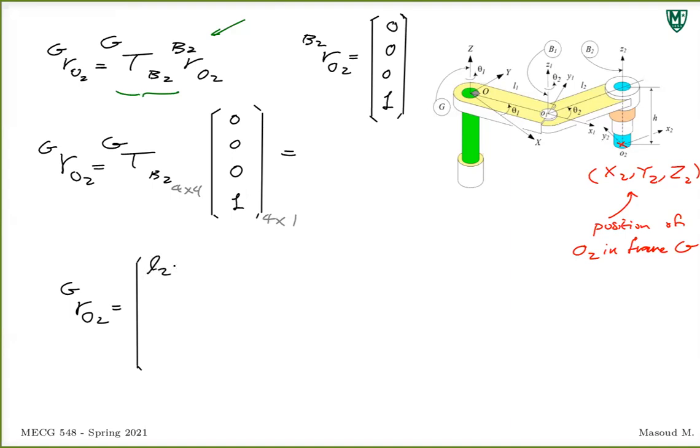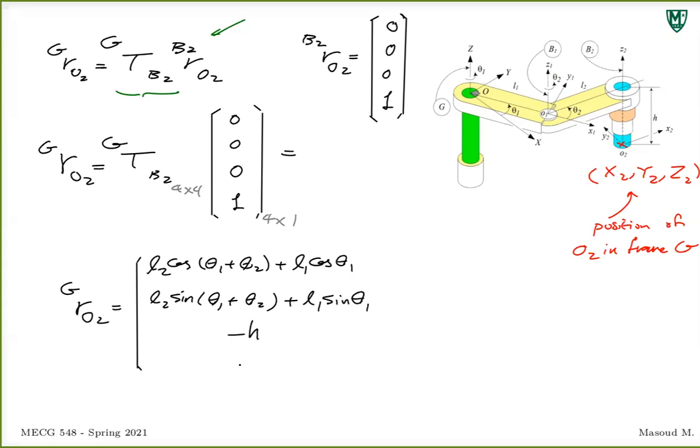L2 cosine theta 1 plus theta 2. You basically get what you had in the last one, L1 cosine theta 1. This should be L2 sine theta 1 plus theta 2 plus L1 sine theta 1 minus H, and that 1 is always 1, has nothing to do with what's going on.